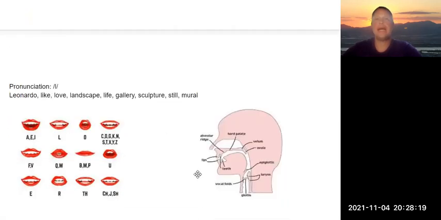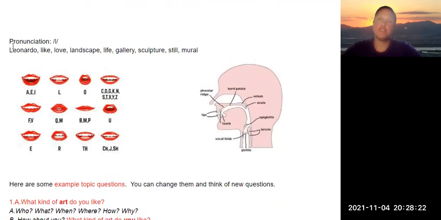All right, good. And now today's pronunciation item is L, as in Leonardo, like, love, landscape, life, gallery, sculpture, still, mural.